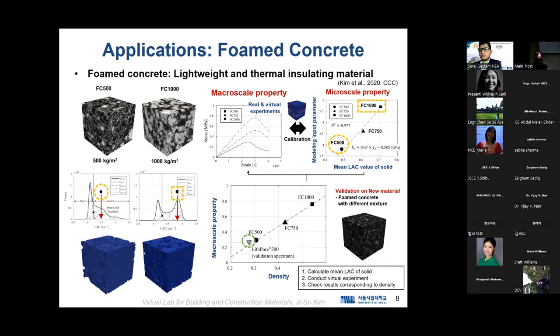And from this characteristic value, we can correlate it with the modeling input parameters. So we can find a function between the characteristic value and the modeling input parameters. So when we make a new foamed concrete with a different mix design or different materials, even in a similar range of density, if we know the mean LAC value of the specimen, then we can find the modeling input parameters from this correlation, and then obtain the material responses through the virtual experiment. So whatever material we use, we can predict the material response through this virtual experimental framework.